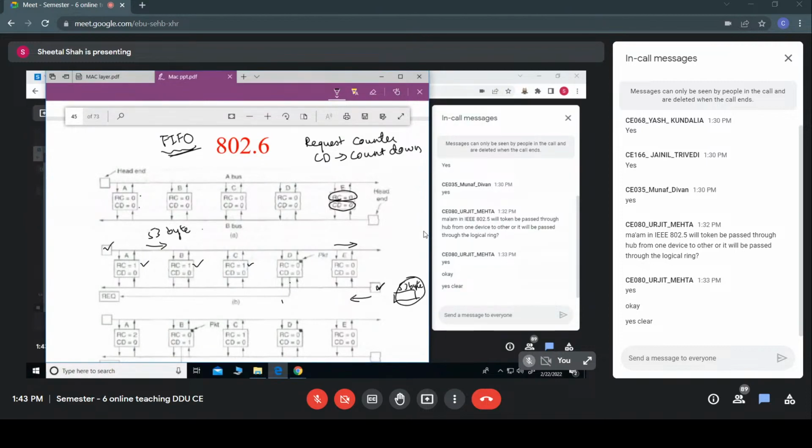Say suppose again E also wants to send certain frame. So what happens? Again, it would also set that request bit of the next frame which is coming in this direction. So this would also be incremented by 1. This would become 2. This would become 2. This would also become 2. Is this thing clear, everyone?